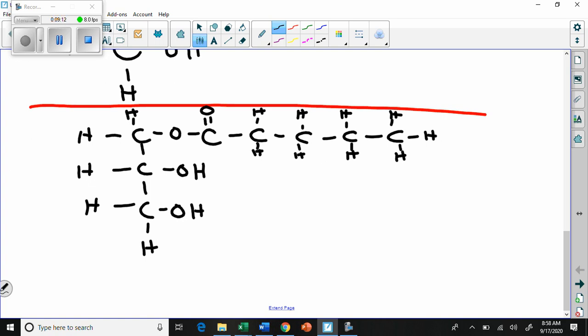What do we call this? Well, this is now called a lipid. It's a lipid molecule, and it has a particular name. Because it's formed from glycerol, we use that in its name. And because it has 1 attached carboxylic acid, we call this a monoglyceride.